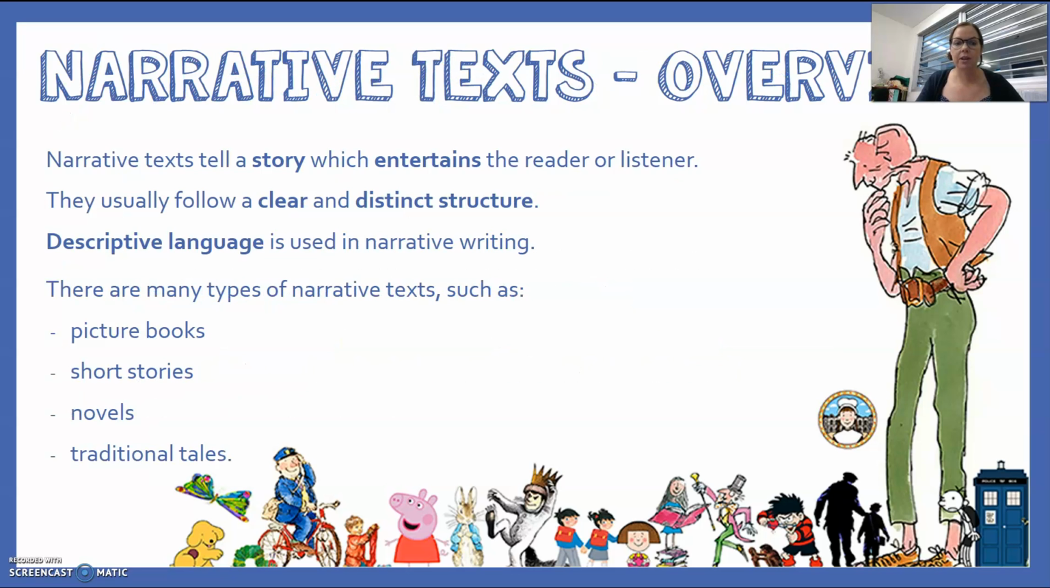So, an overview of the narrative text structures. Narratives tell a story which entertains the reader or the listener. They usually follow a clear and distinct structure. They also incorporate lots of descriptive language. There are many types of narrative texts, such as picture books, short stories, novels, and traditional tales. For this unit, we're going to be focusing on picture books.